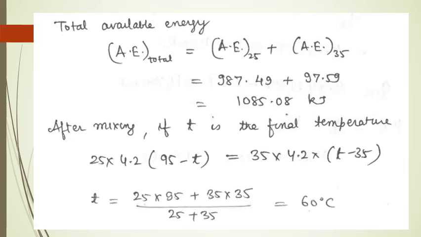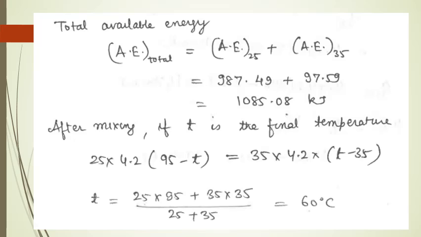Now the total available energy can be obtained by summation of the available energy of both the streams, that is of 25 kilogram and of 35 kilogram. So the total available energy will be 1085.08 kilojoule.